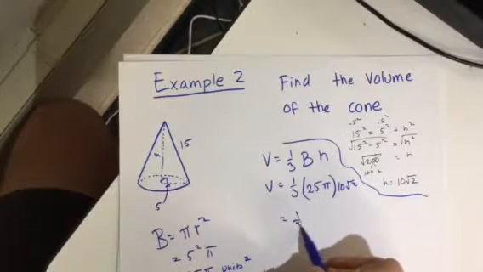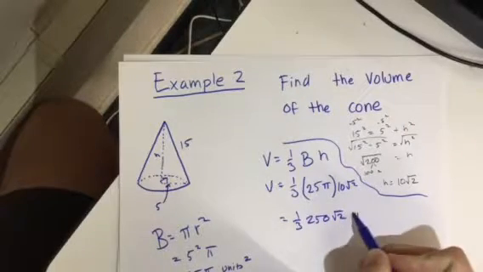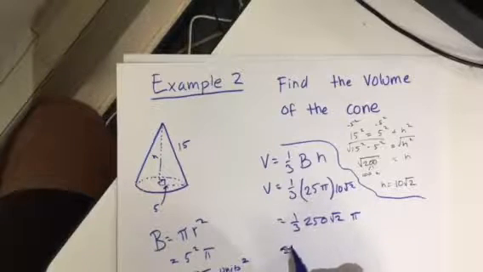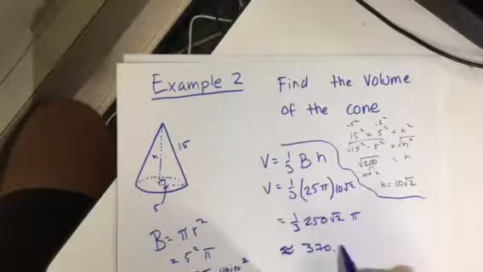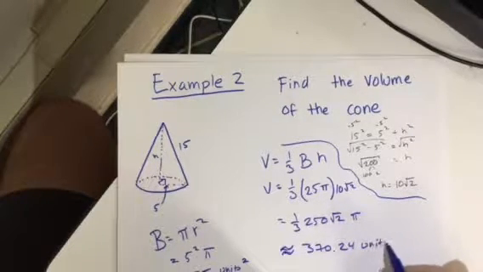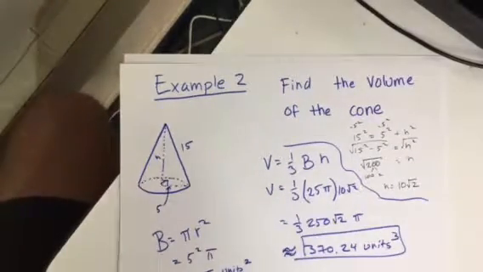So it's going to be 1/3 times 250 square root of 2 pi. And if we plug that into our calculator, we're going to get approximately 370.24. Now remember, this is units cubed because we're talking about volume.